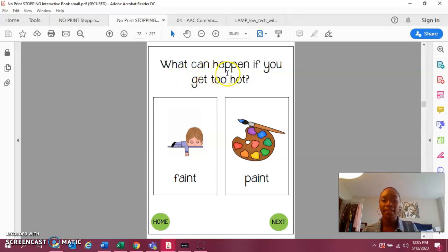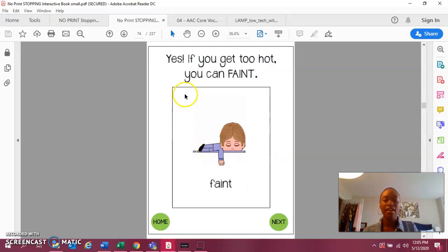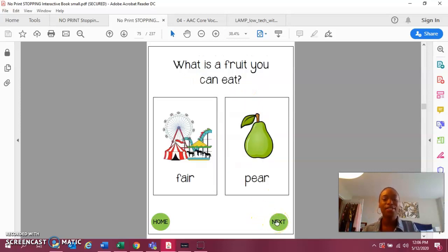What can happen if you get too hot? Long air, faint, or short air, paint? This is the long air. If you get too hot, you can faint. Oh no! Let's try one more using long air or short air.